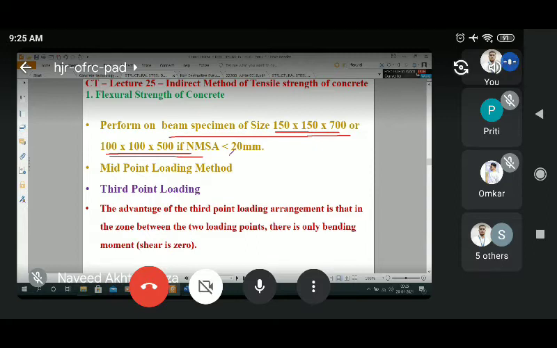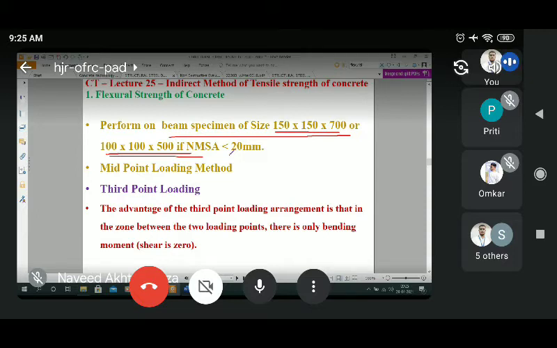Also, now there are two methods to find out the flexural strength of your concrete. One is the midpoint loading method, and another one is the third point loading method. But in the midpoint loading method, we are applying the load only at the center, and we cannot say that it is the bending on the beam. It may be due to shear failure. So that's why mostly we are adopting nowadays the third point loading method.